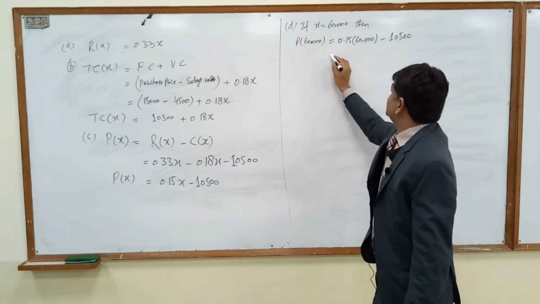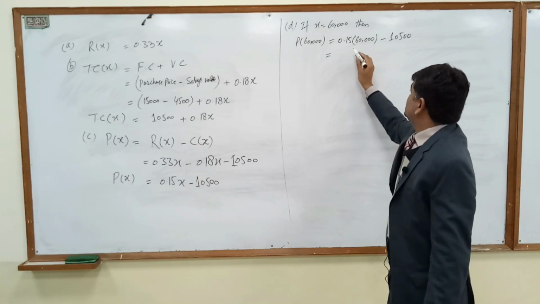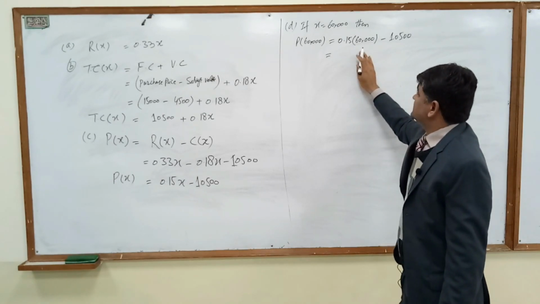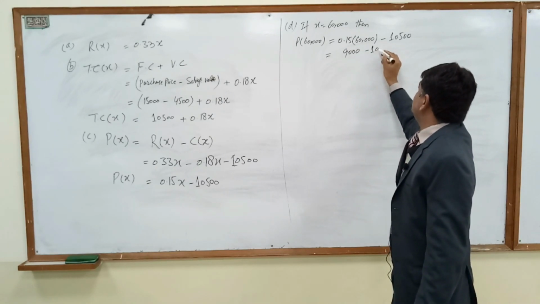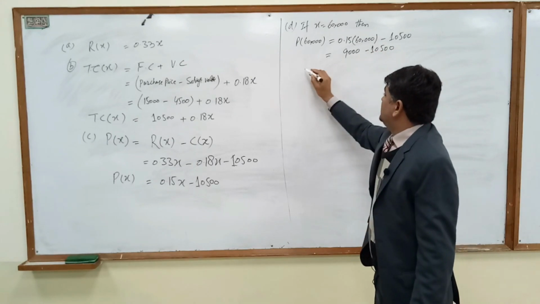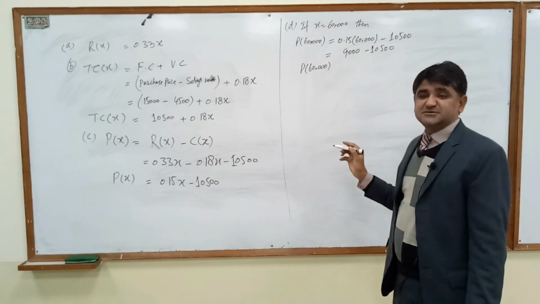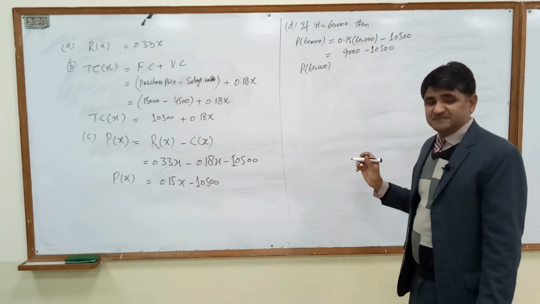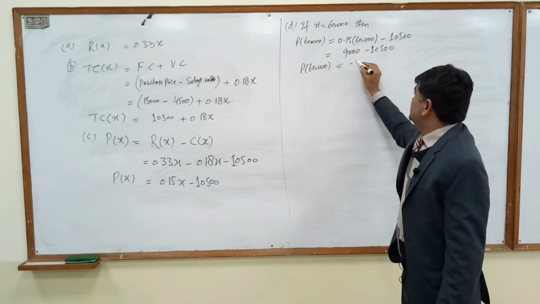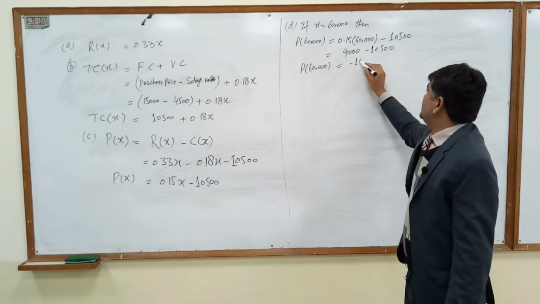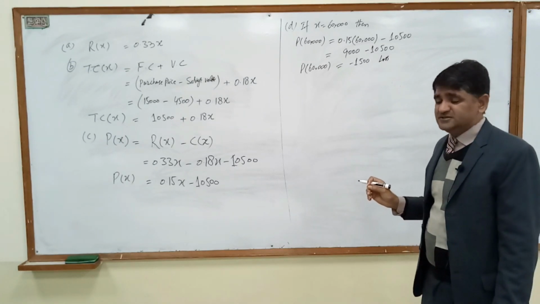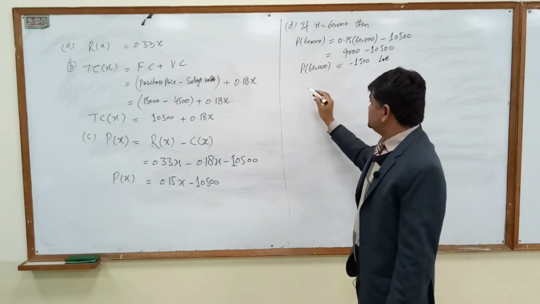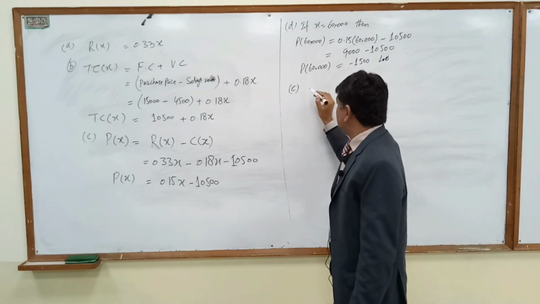So what's the answer here? 0.15 into 60,000 is 9,000. 9,000 minus 10,500. Obviously it's minus 1,500. If they drive 60,000 miles, then they are getting a loss. Minus 1,500 is the loss, not profit.